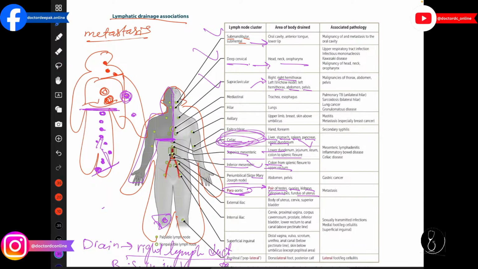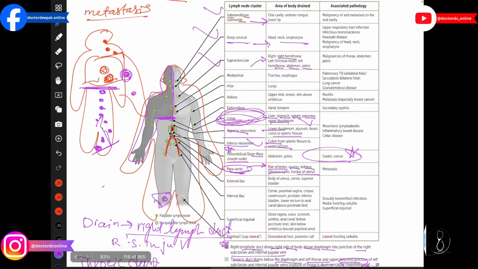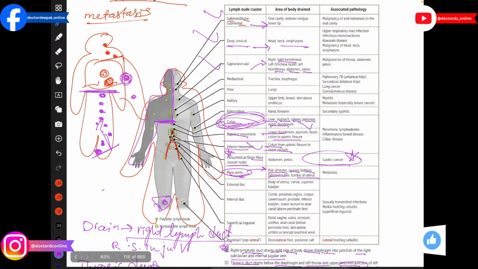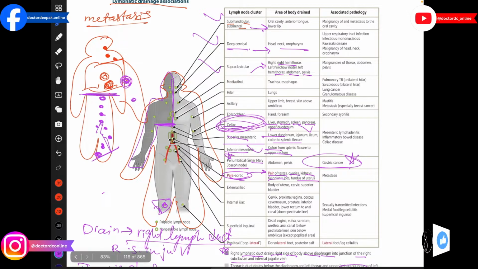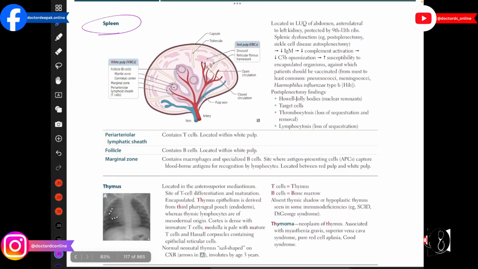And this is very important: the paraumbilical system, Mary Joseph node, is just an indication of gastric cancer. Please remember this by palpating your own lymph nodes in sequence. First submandibular, then deep cervical, supraclavicular, mediastinal, hilar, axillary, epitrochlear, then from the abdomen celiac, superior mesenteric, then paraumbilical, then inferior mesenteric, then para-aortic, external iliac, internal iliac, superficial inguinal, then popliteal.